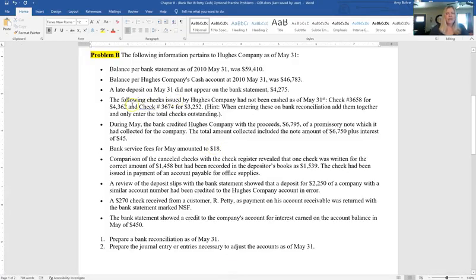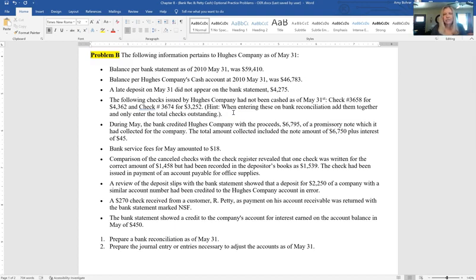The next thing we have is some checks that we've written that haven't cleared the bank yet. It says the following checks issued by Hughes Company had not been cashed as of May 31st. We have two checks, check number 3658 for this amount and check number 3674 for this amount. The hint says, when entering these on the bank reconciliation, add them together and only enter the total checks outstanding. So that's what these are called.